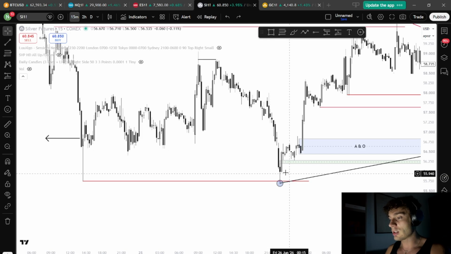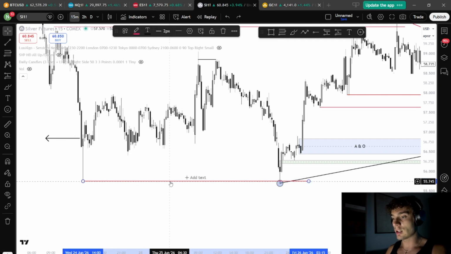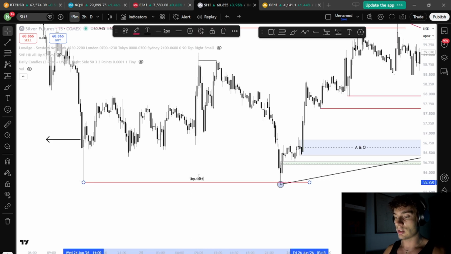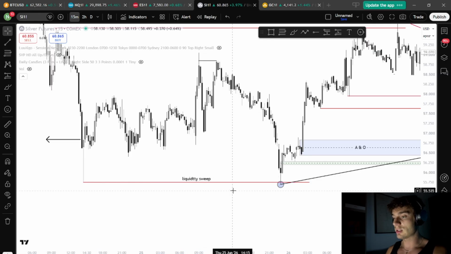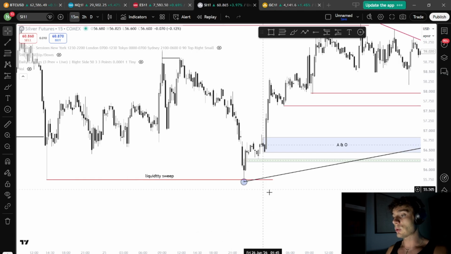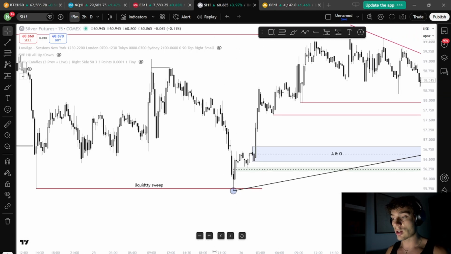In this scenario right here, we can obviously see that the market is not accepting the lower prices. We went down, we swept the liquidity below. So this is going to be here, liquidity sweep. We swept the liquidity. After that, we look for the reaction.